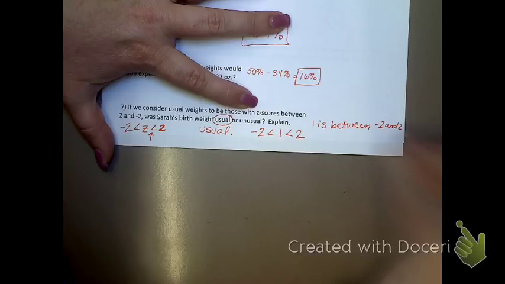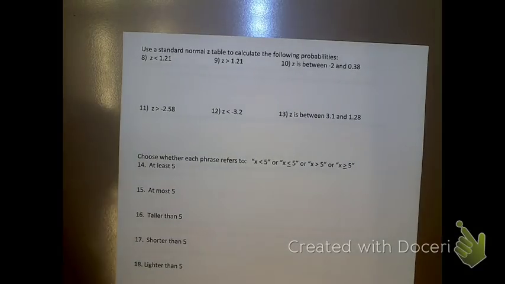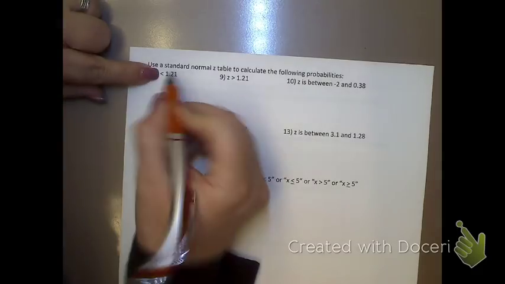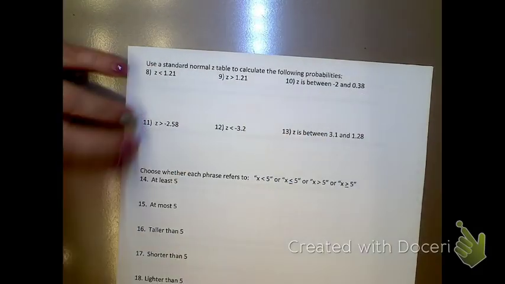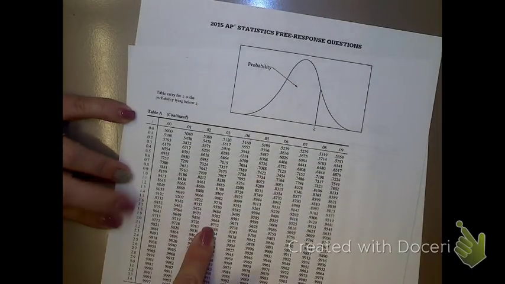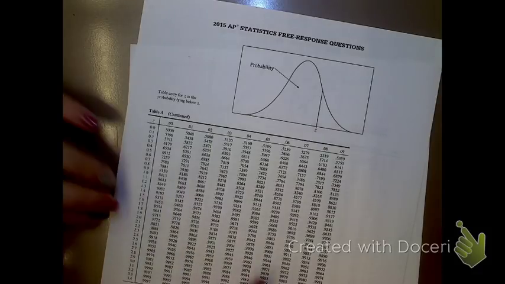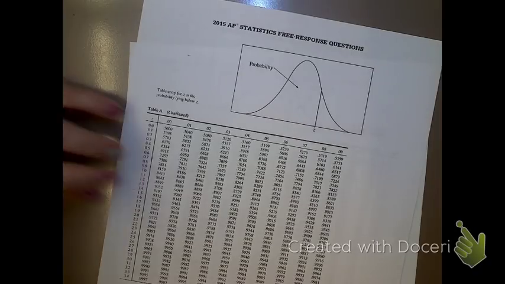Now I have it on a separate page just because I wanted a little more room to write stuff out. It says, use a standard normal z-table to calculate the following probabilities. Now, this one you have to be careful of the symbol. This one says less than. This one says greater than. This is between. If it says less than, then I'm looking for exactly the number I get off the table. If it says greater than, then whatever percentage I get, I have to subtract from 100% in order to get the right-hand side.